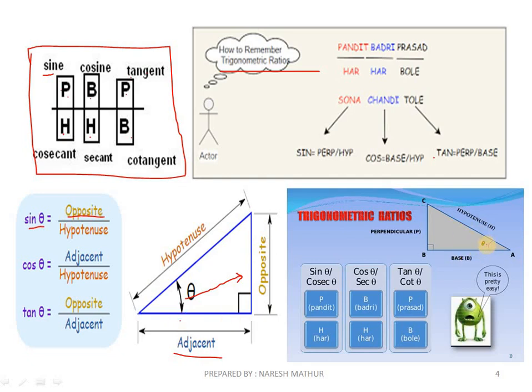Look here, as this is theta, BC will be the perpendicular, AB will be the base, and AC will be the hypotenuse. Alright, now I think you'll learn this thing.